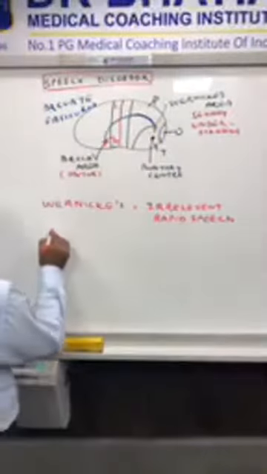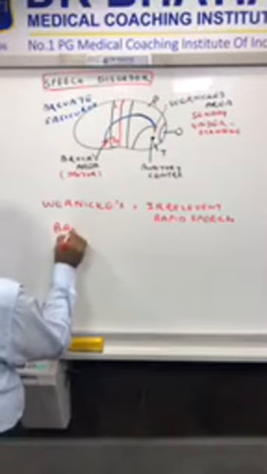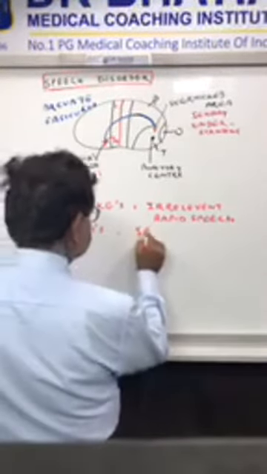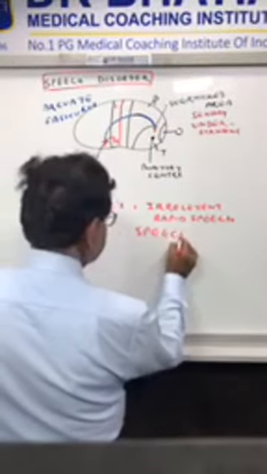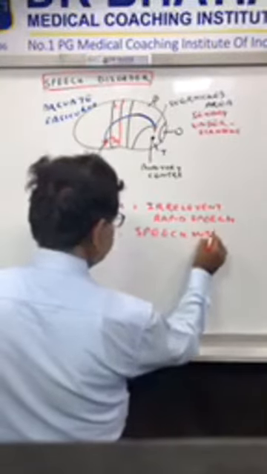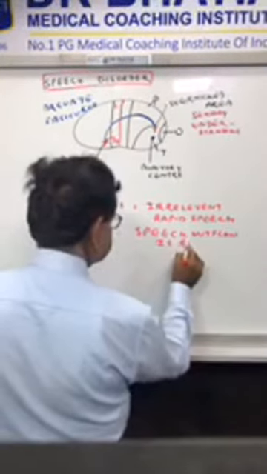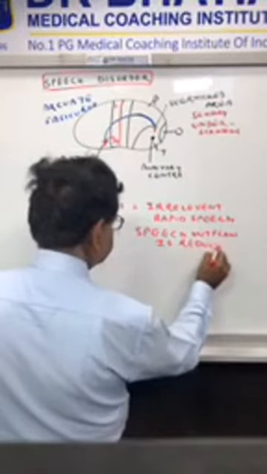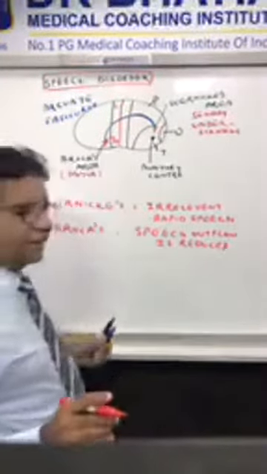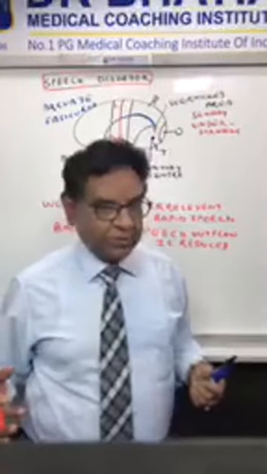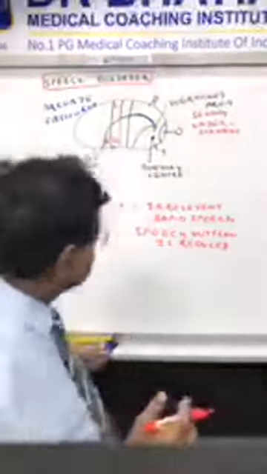So friends, in Broca's defect, speech outflow is reduced. Remember, he understands, but he's not able to speak out.